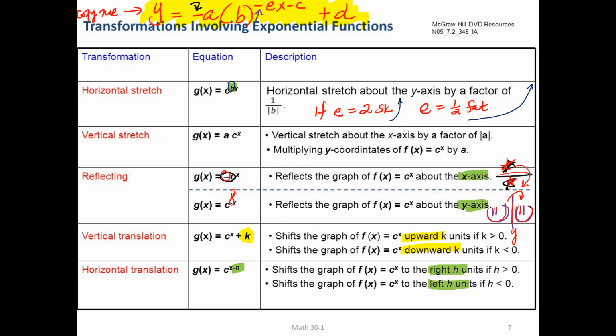over to the other side. The k here determines whether it's going to go up or down, okay? So if it's bigger than 0, then you're going to go up. But if it's smaller than 0, you're going to go down. And then, of course, the h that's attached to the x is going to determine if it's going to go right or to the left. So if this h is bigger than 0, you're going to go to the right. And if it's smaller than 0, you go to the left.